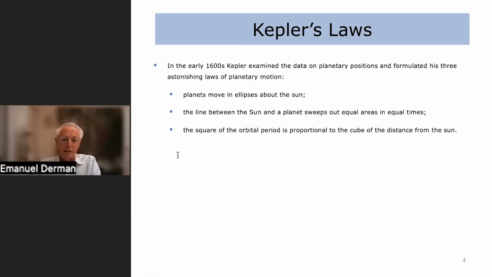The first one is that planets move in ellipses about the sun. It took him a long time to come up with this. An ellipse has two foci. It's not a circle. And it took him a long time to get to that.